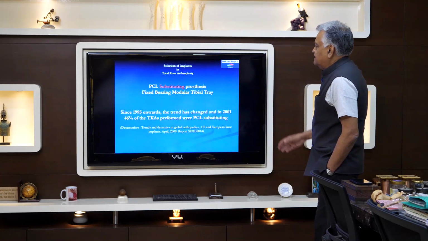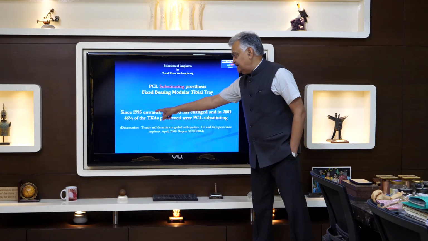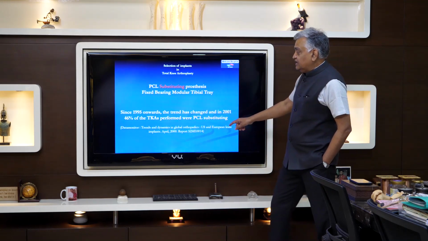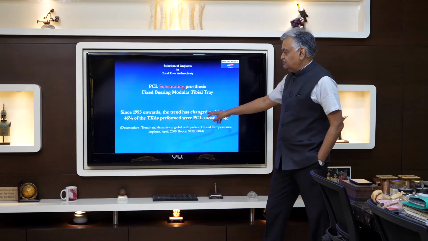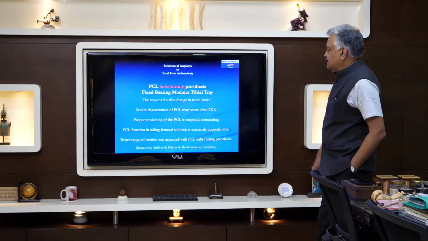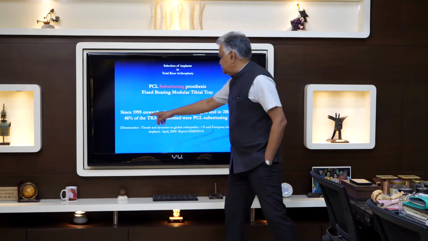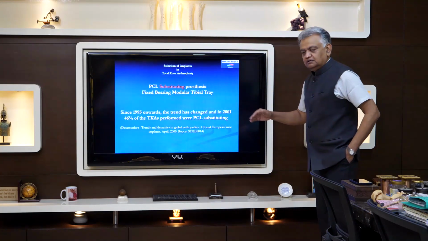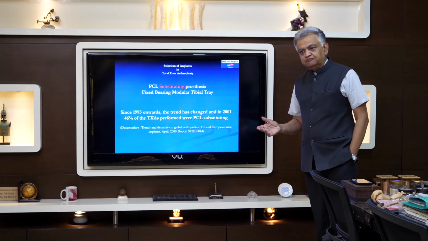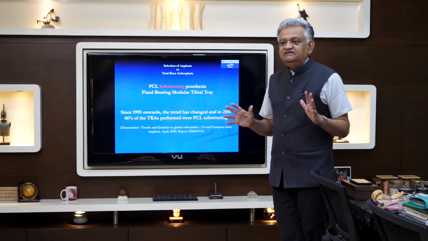Next please. However, having said all that, for the substituting design since 1995 onwards, the trend has changed. In 2001, 46% of TKAs performed were PCL substituting. Now, the point is that more and more substituting knees are being put as compared to retaining. So PCL sacrificing knees are far more in number.